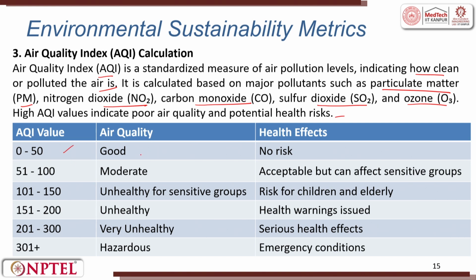Air quality very good is between 0 and 50. There is no risk of health effect. Between 51 to 100 is moderate, that is acceptable, but can affect sensitive groups. Sensitive groups means people who are prone to breathing problems or so. Then between 101 and 150, unhealthy for sensitive groups, risk for children and elderly. 151 to 200, unhealthy, health warnings issued.